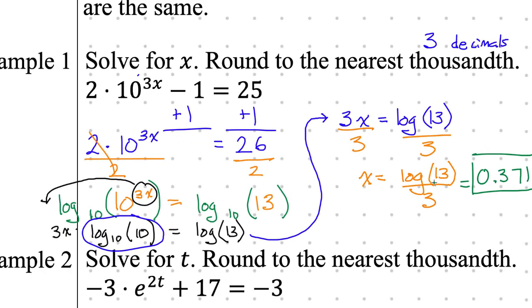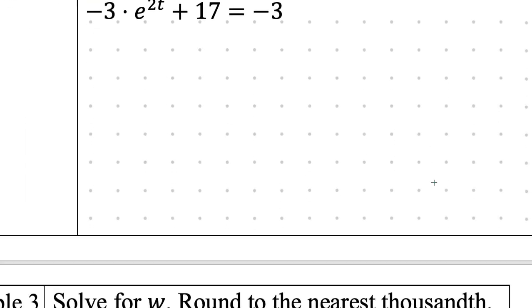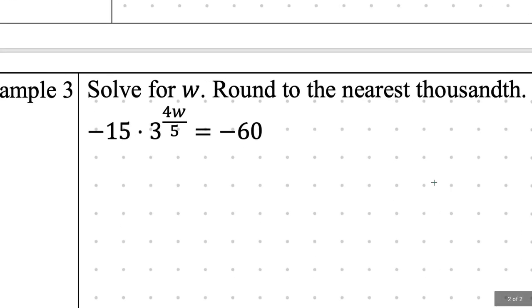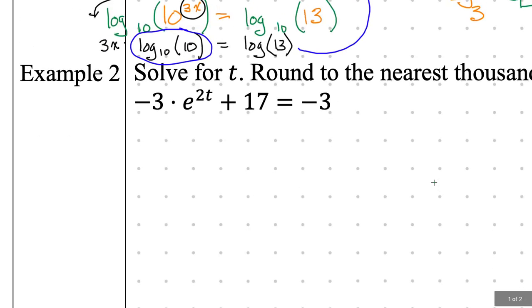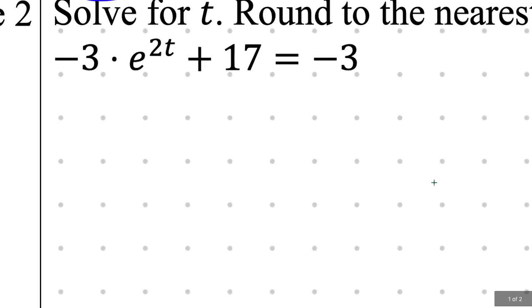Okay. So, this next one I want to do together as well, and then eventually I'm going to let you loose for example number 3. So example number 2. Again, I want to isolate this t, which means I'm isolating this e to the power of 2t first. I'm going to get rid of the 17 and the negative 3.